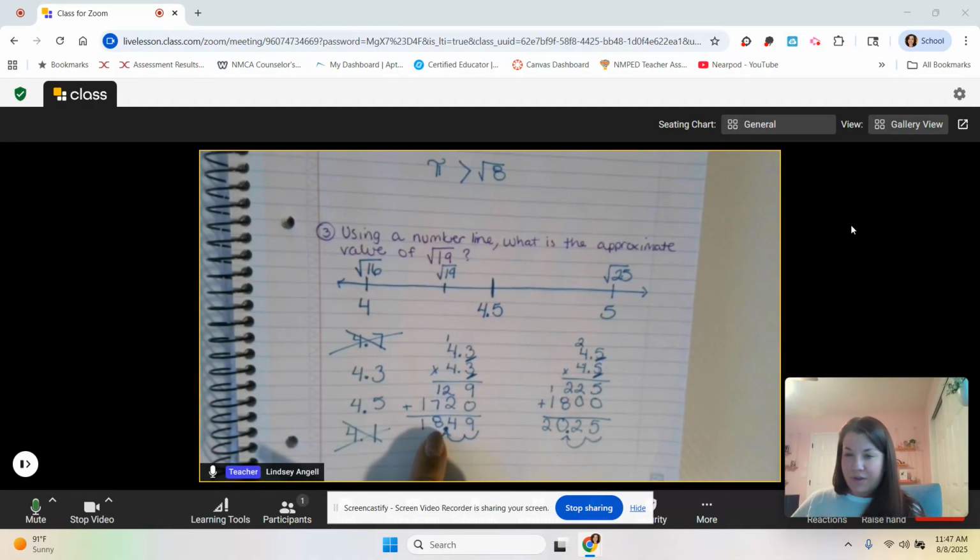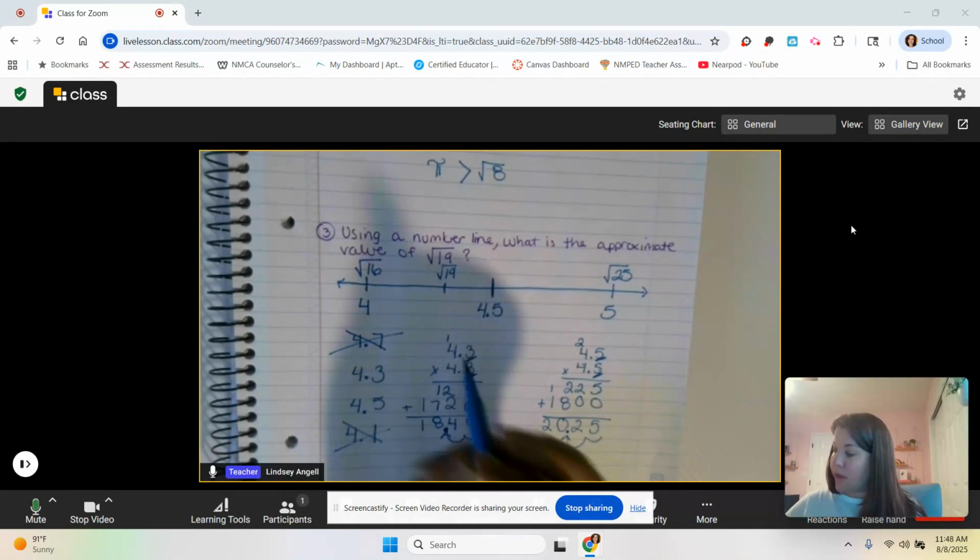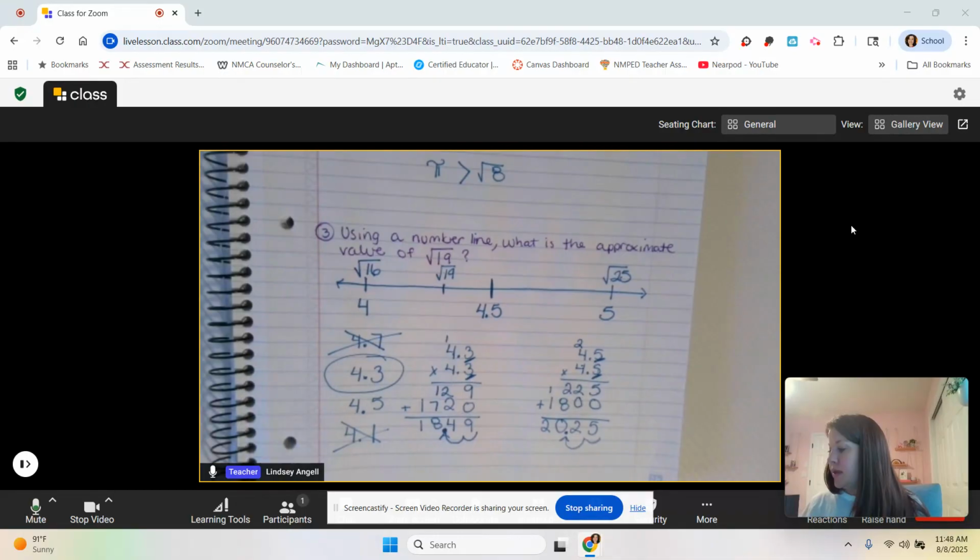So looking at those 2 answers, right? Even if you can think of it in terms of money or however you want to think of it, this one is only 51 hundredths away from 19. This one is 1 and 25 hundredths. So this one is further away, meaning that 4.3 is a much closer answer. Okay? So I hope that makes sense. Good luck on your quick check and call me if you need help.